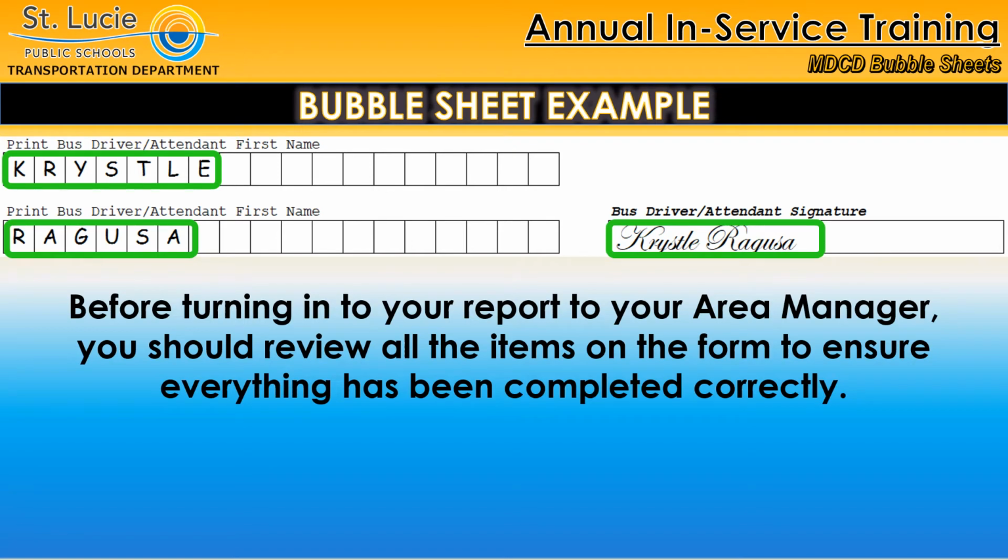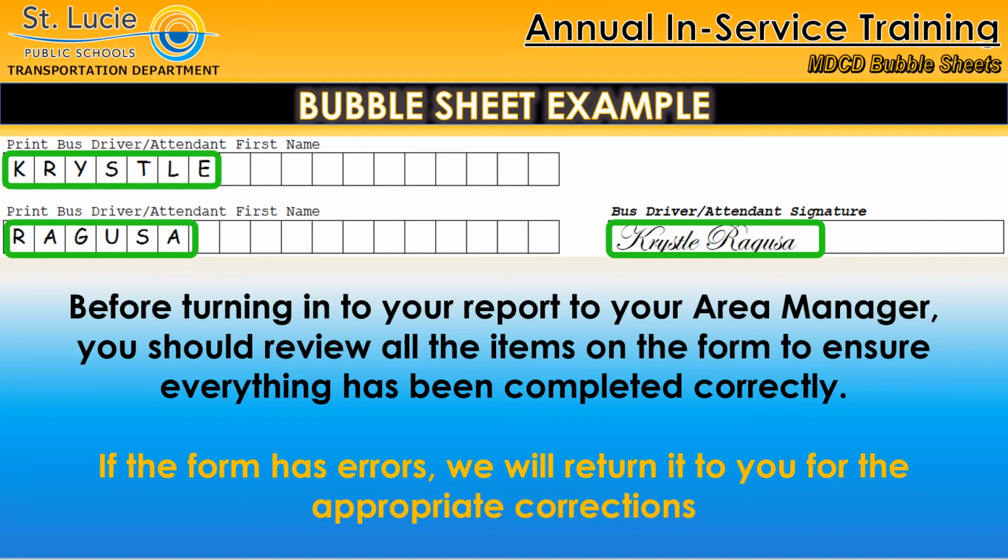Before turning in your report to your area manager, you should review all the items on the form to ensure everything has been completed correctly. If the form has errors, we will return it to you for the appropriate corrections. If by chance you made an error while completing the form and need a new form, you may see Debbie in the South Compound or Celeste in the North Compound, and they will be happy to give you a fresh copy of your bubble sheet.